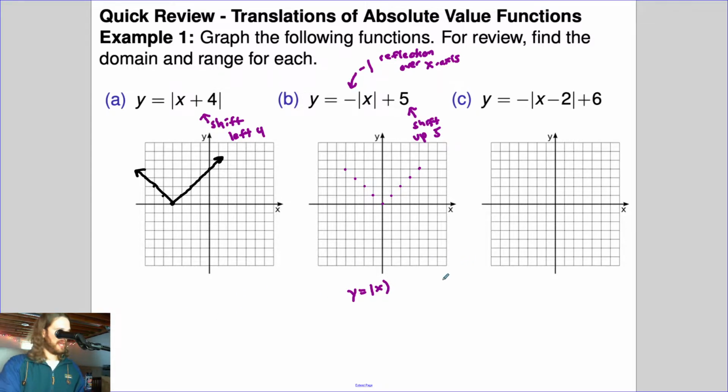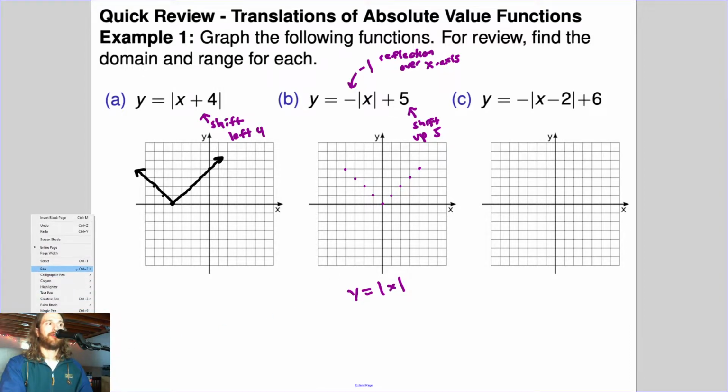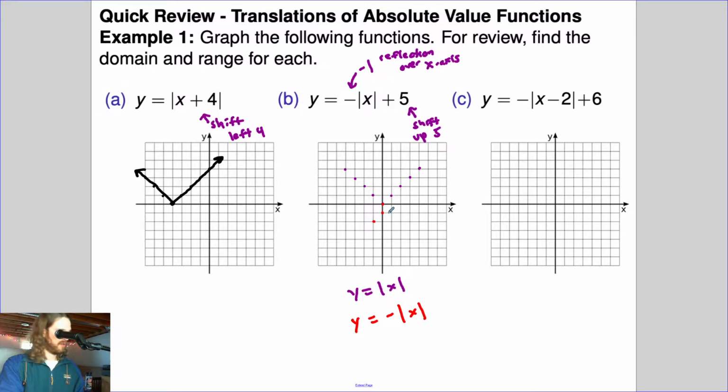Now I'm going to take those dots from my parent function. I'm going to flip them over the y-axis. So now we're going to graph y equals the negative absolute value of x. So I'm going to take all these points. I'm going to reflect them. This one doesn't get reflected because it's on the x-axis, right? Whoops, that's not right. Try that again. I'm going to reflect them over the x-axis like so. And those continue, even though going down like this.